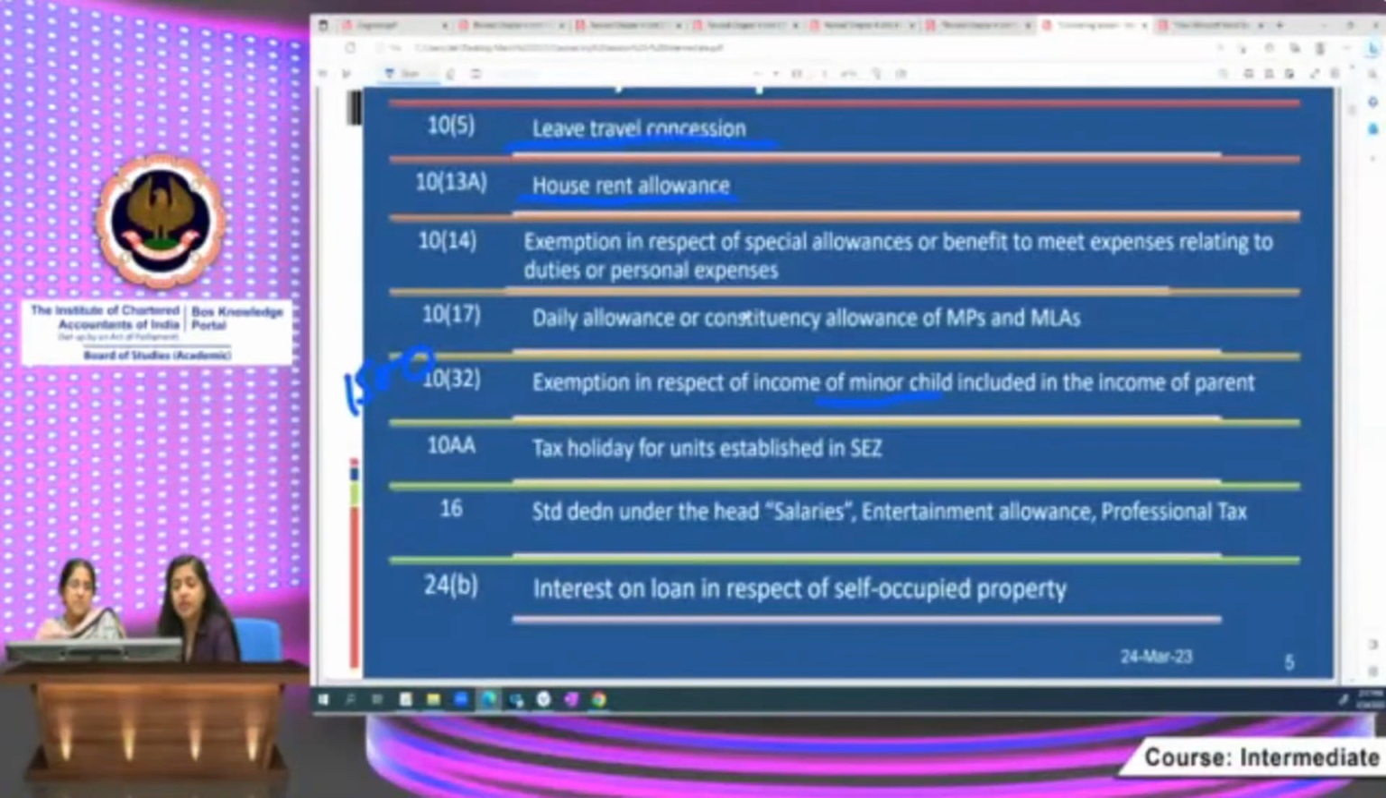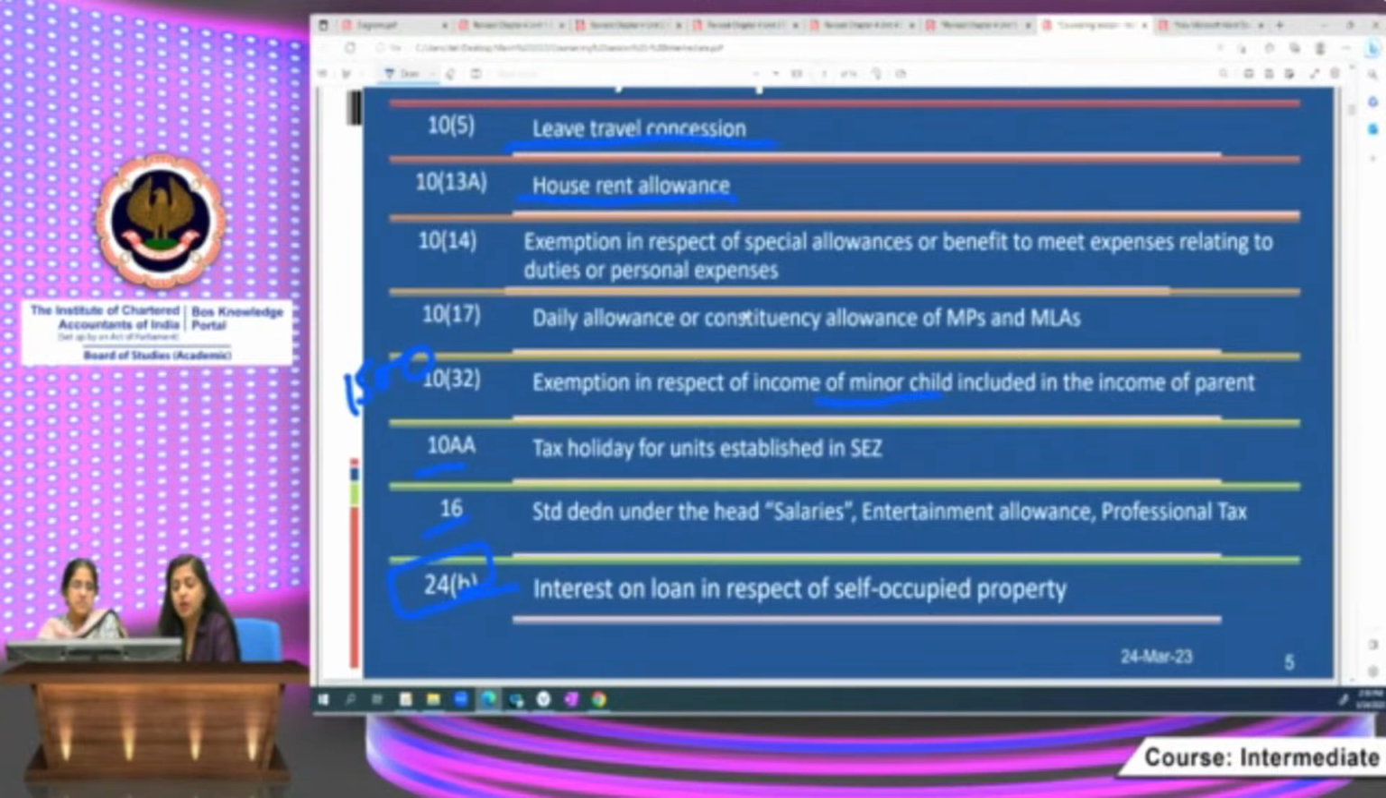So 10AA: if you have established any unit in SEZ, then you are eligible for the deduction under section 10AA. That is also not available if you are opting for 115BAC. Similarly, deduction under section 16 in respect of salary, like your standard deduction, professional tax, and entertainment allowance. Most important is interest on loan in respect of self-occupied property. In respect of self-occupied property, you are eligible for the interest deduction under section 24B up to 30,000 in case it is for repair, and up to 2 lakh in case of construction or acquisition.